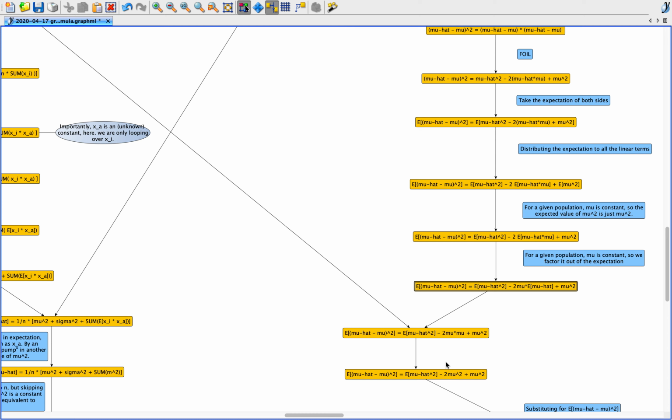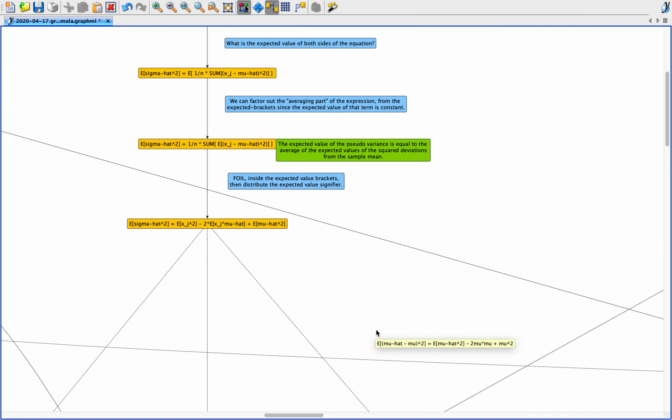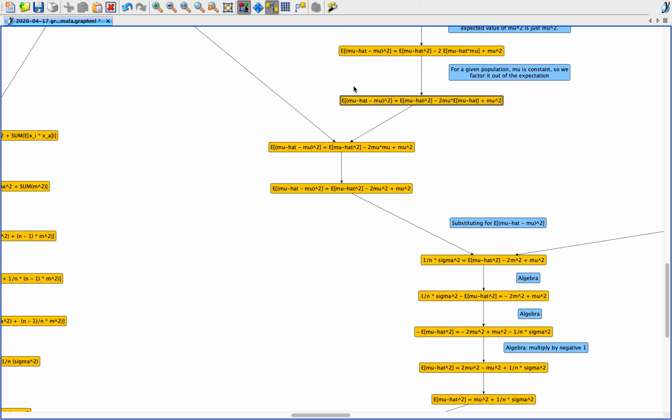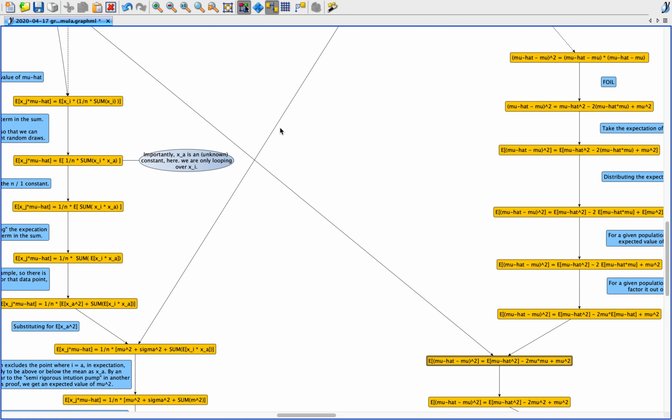what are we doing here? Remember that we are looking for the value of mu hat squared, and we have it in here. We're going to substitute in, so we're going to solve for the expected value of mu hat squared here. Also, now we have just the expected value of mu hat, which conveniently we've already solved for.